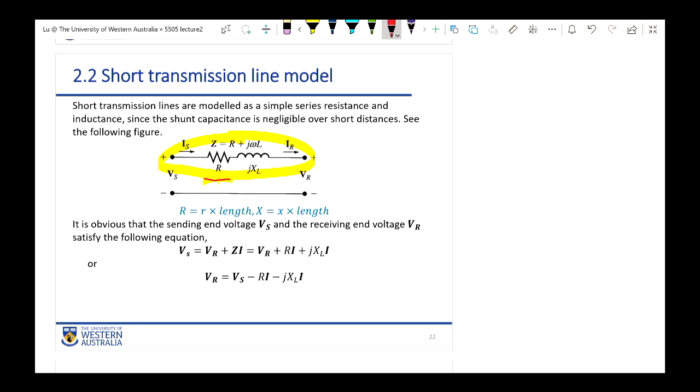You've got resistor R. You have the reactance for that inductance, XL. So these two things cannot be ignored. So what is R? R is the total resistance of the transmission cable over the whole range of the transmission.